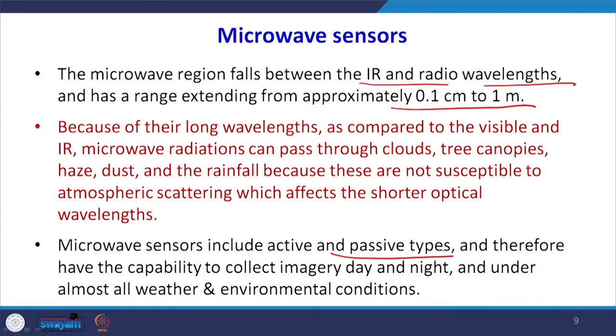Now there are microwave sensors, which are divided into two categories, the active sensor and the passive sensor. The active sensors are those sensors which have their own source of illumination. They will illuminate the object and record the reflected and the emitted radiation. But there are passive sensors which will depend upon the emitted radiation only. So we have these two types of sensors and they have the capability to capture the images day and night. So they are not dependent on the sunlight. So day and night under any weather condition, the images can be captured to monitor the environmental conditions. So that is the biggest advantage of microwave images over the visual optical images.